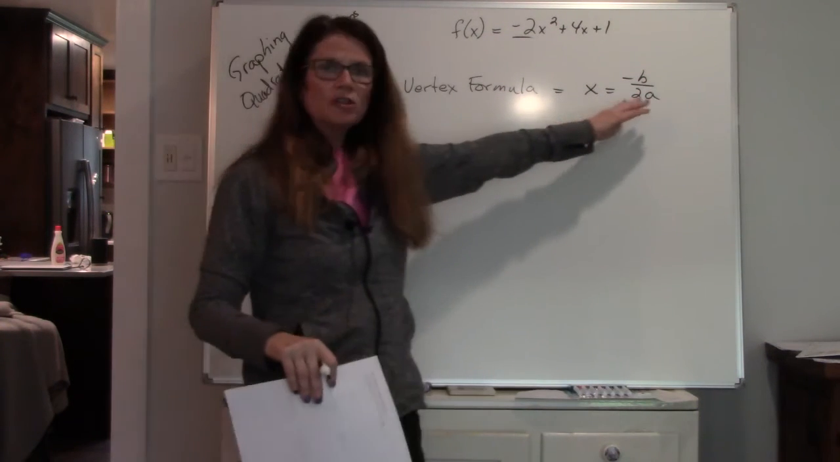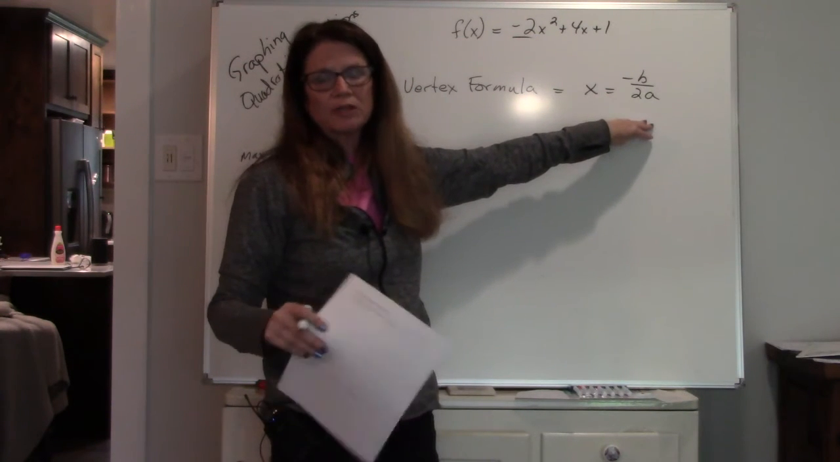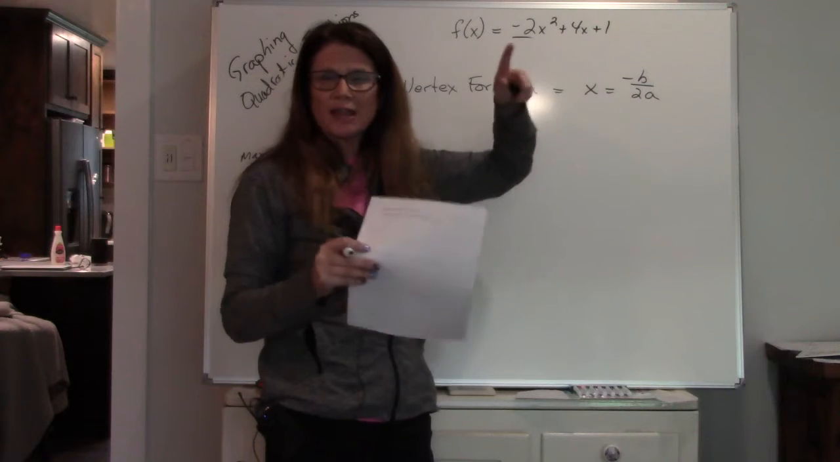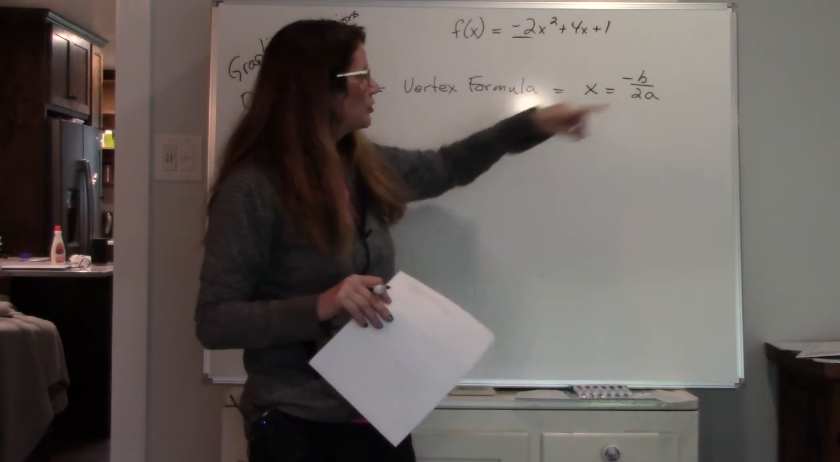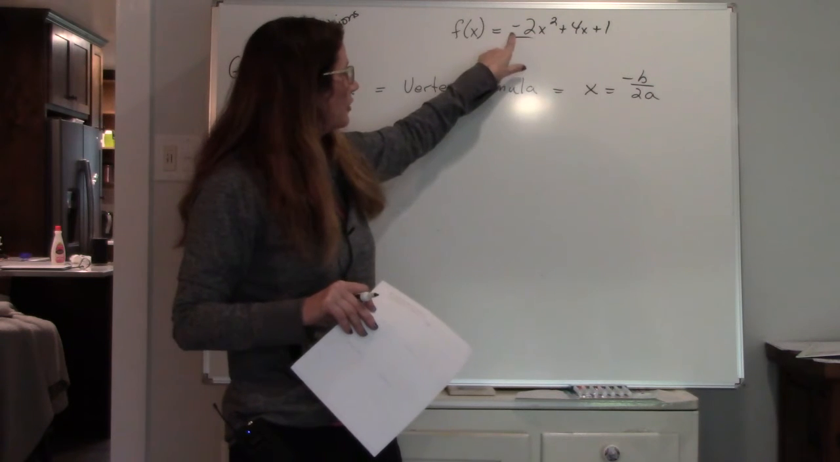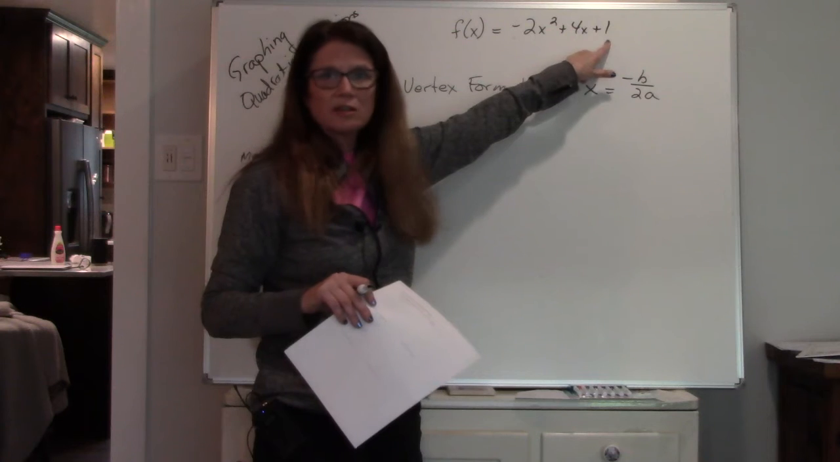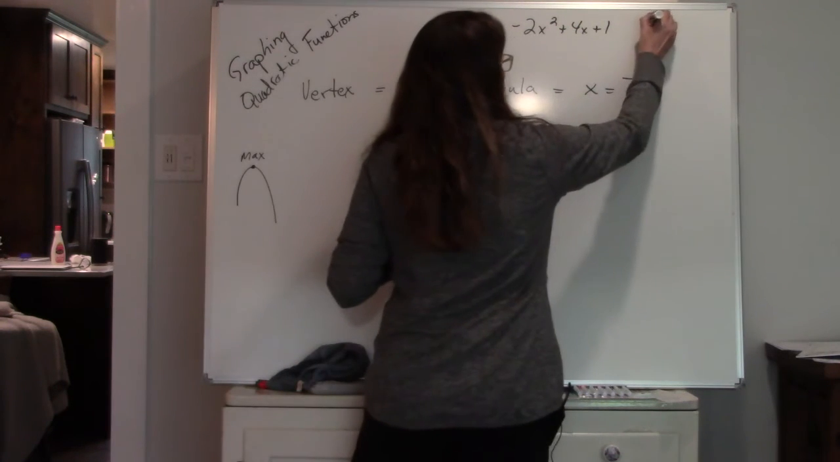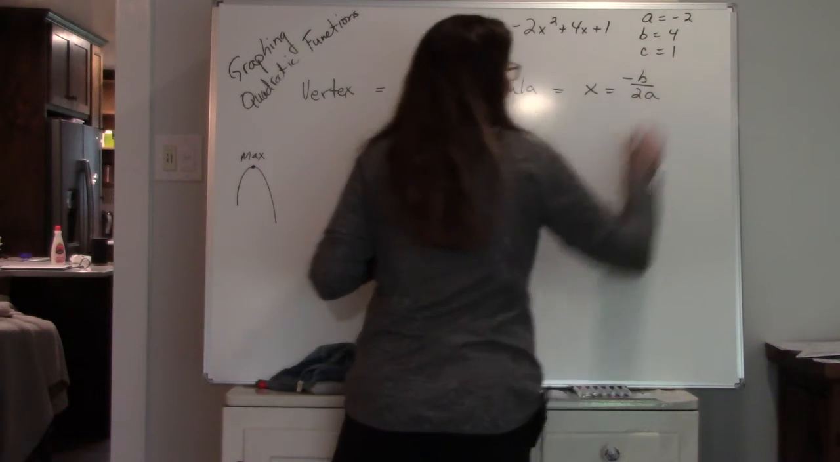Now, this should look familiar to you. It's part of the quadratic formula. It's that first part. So we have negative b over 2a. Again, we get those values. This is my a, this is my b, and this is my c. So I can write that off to the side. A is negative 2, b is 4, and c is 1.